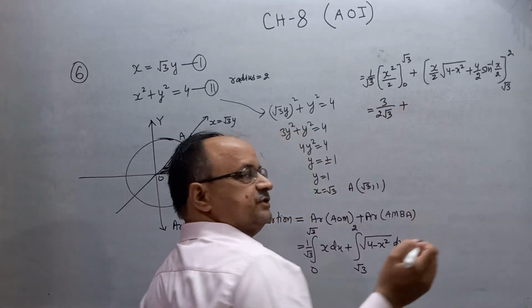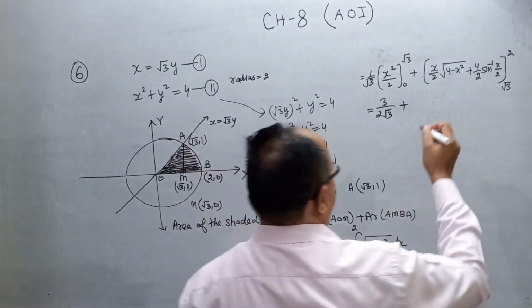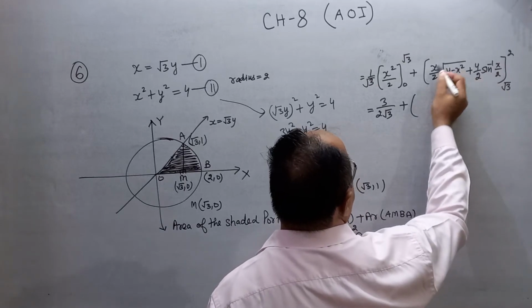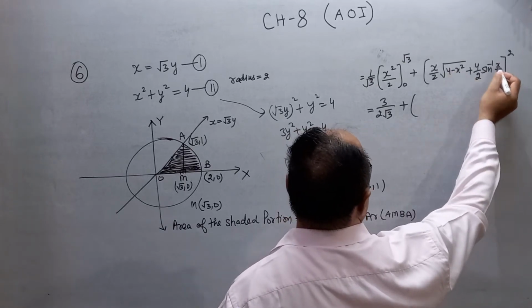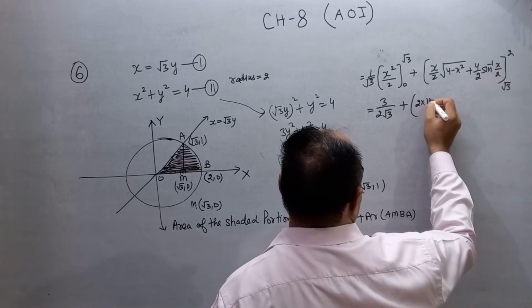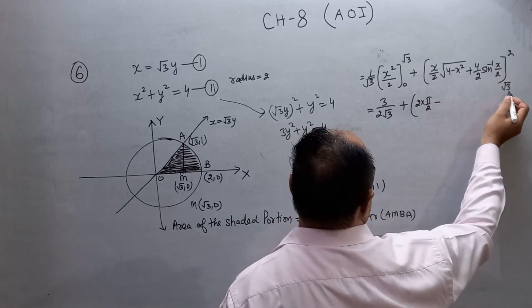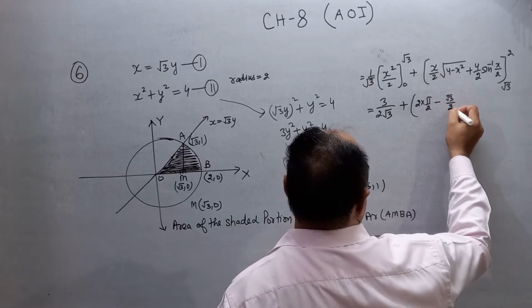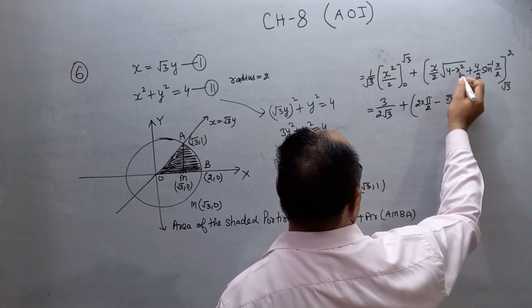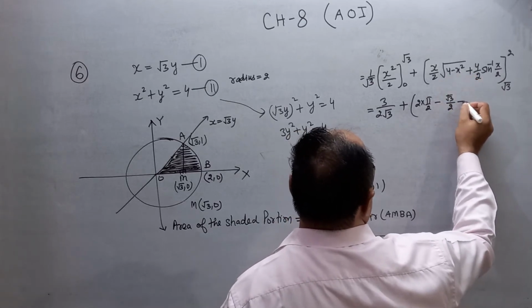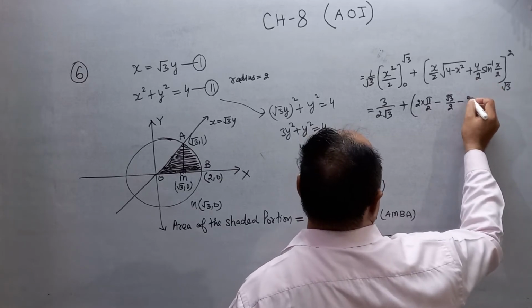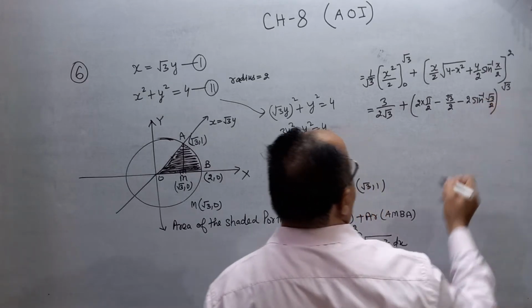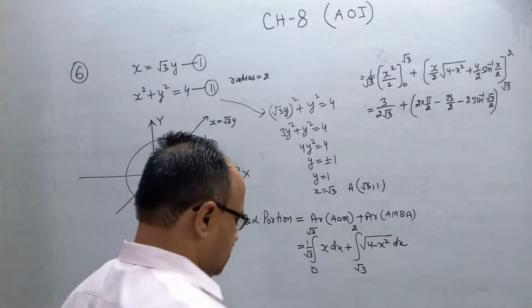When you put 0, the result is 0, no need to write 0, just put here 2. When you put here 2 square, 4 minus 4, 0, the complete becomes 0. Sine inverse 2 by 2, that is sine inverse 1, you know, that is pi by 2, minus, put here root 3 by 2, root 3 square, that is 3, 4 minus 3, 1, that is root 3 by 2, and the minus, that is 2 sine inverse root 3 by 2. Upper limit minus lower limit, clear?